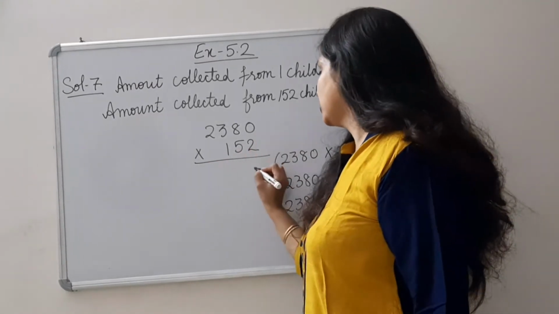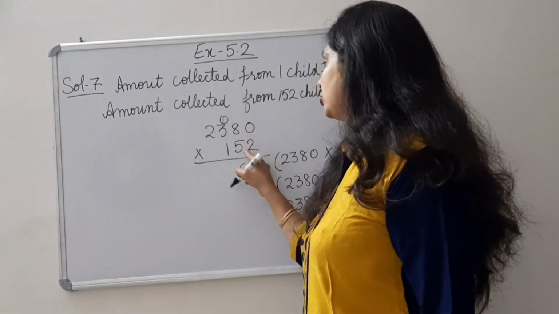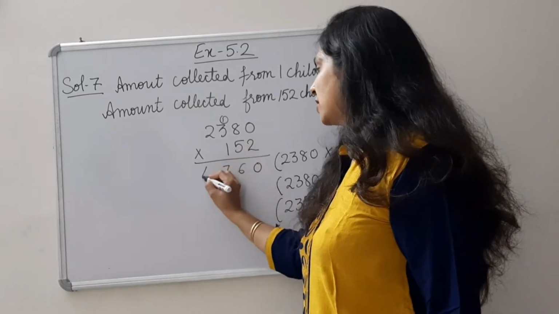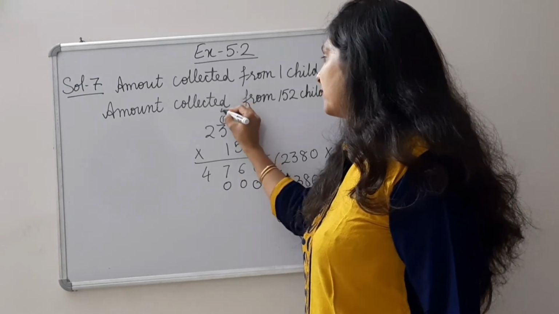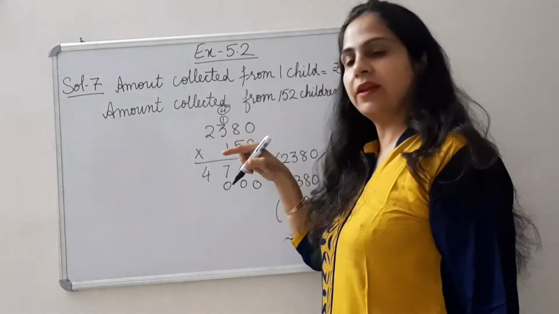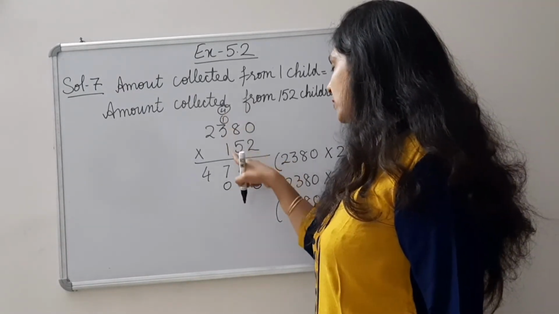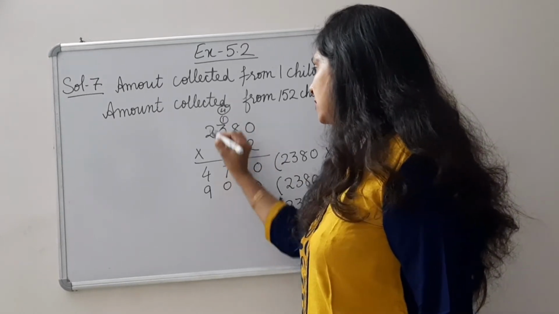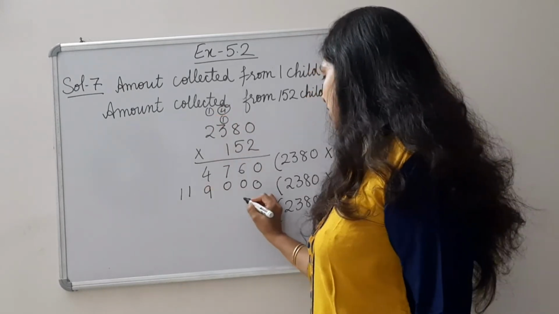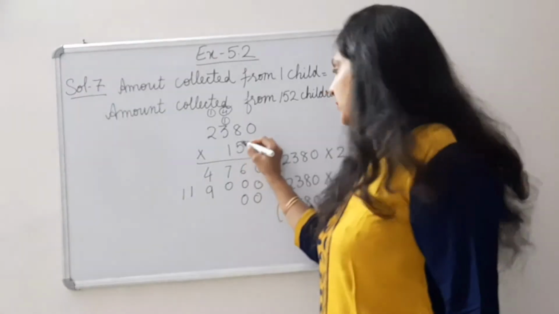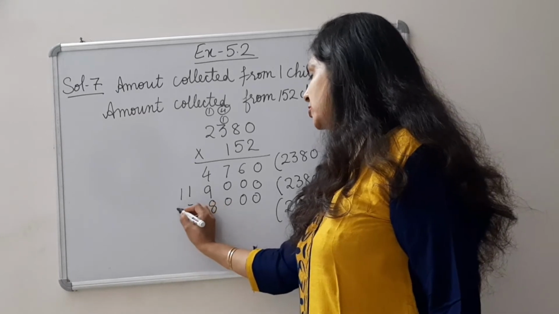Now let's multiply. 2 zeros are 0, 2 8s are 16, 1 carry, 2 3s are 6, 1 7, 2 2s are 4. Now 1 zero over here, 5 0s are 0, 5 8s are 40, 4 we will write above 1, 5 8s are 40, 4 carry, 5 3s are 15 plus 4, 19. 1 carry, 5 2s are 10, 1 11. Now 2 zeros. Okay, 1 0 is 0, 1 8 is 8, 1 3 is 3, 1 2 is 2.